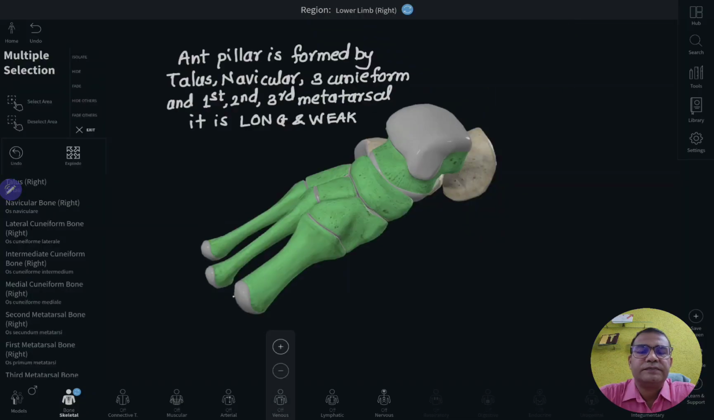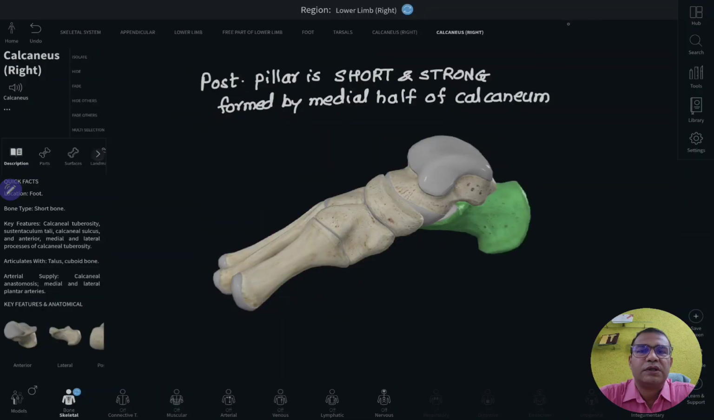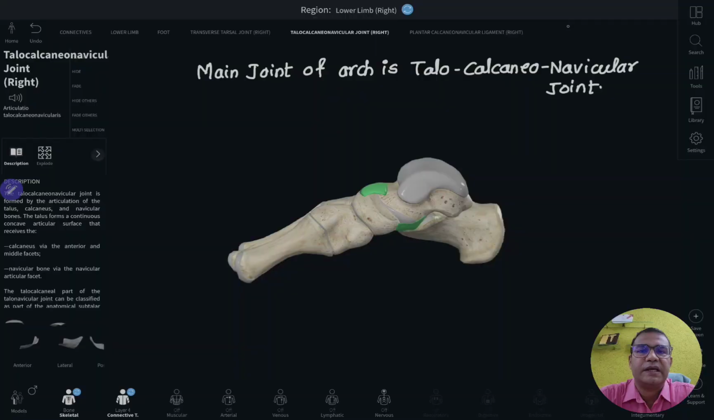The anterior pillar is long and it is rather weak pillar. Anterior pillar is formed by talus, navicular, three cuneiform bones and first, second and third metatarsal bones. Whereas posterior pillar is short and strong. It is formed by medial half of the calcaneum. Main joint of the arch is talocalcaneo-navicular joint. So in the next frame, we will be seeing the talocalcaneo-navicular joint.